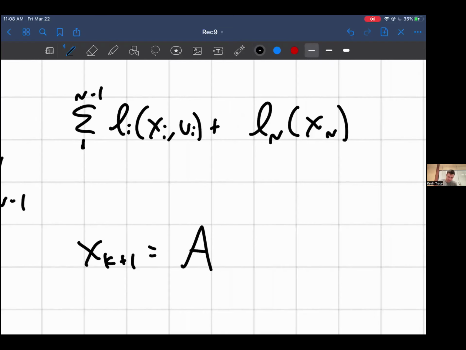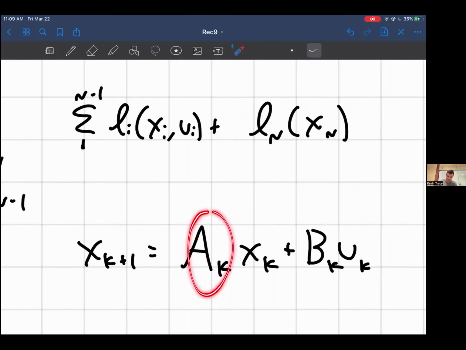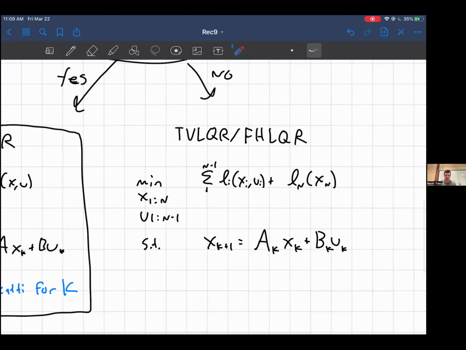And what I'll do here that I didn't do before is I'm gonna add a little K for the time step for the matrices. So basically, if I have A's and B's that change at the time step, so they're actually a function of K or a function of time, then this is time varying LQR. But if A and B are just constant with no K, then I have finite horizon LQR. But it's the same algorithm either way.